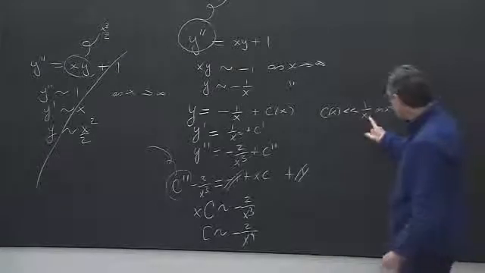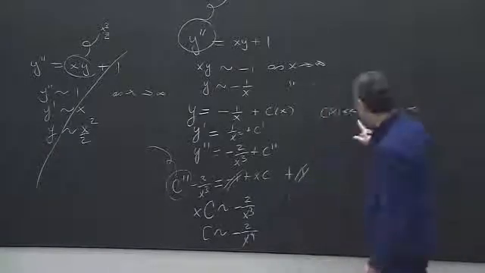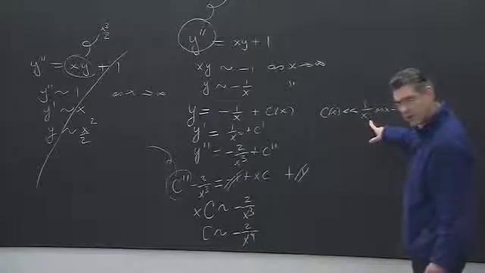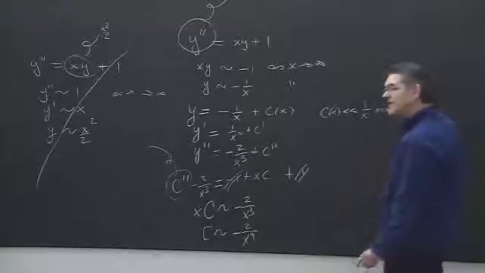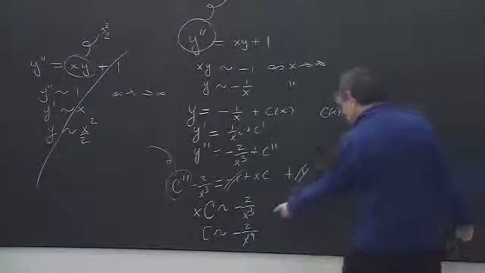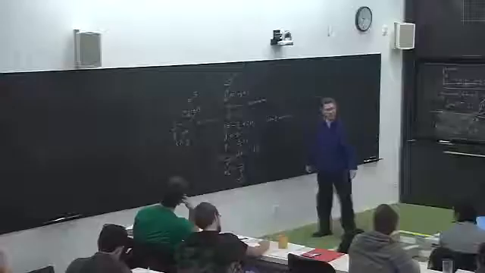Is it true that c is negligible compared with 1 over x? Is that correct? Yes, it is. So now the next term in the asymptotic series is minus 2 over x to the 4.